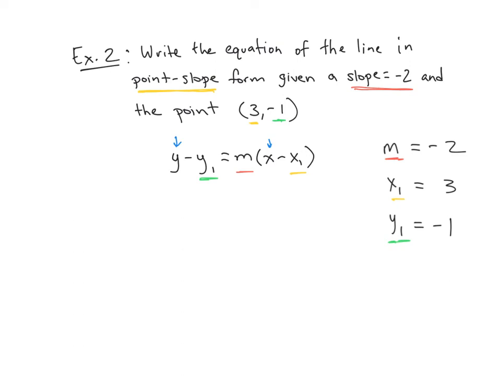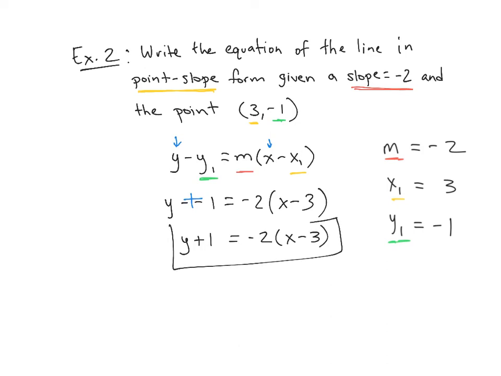So I have y minus y1, so y minus -1 equals m, so -2, multiplied by x minus +3. Again, I have one double negative here, which is right here, so y minus -1 is the same as y add 1, equal to -2 times x minus 3. So our formula in point slope form would be y plus 1 equals -2 times x minus 3.